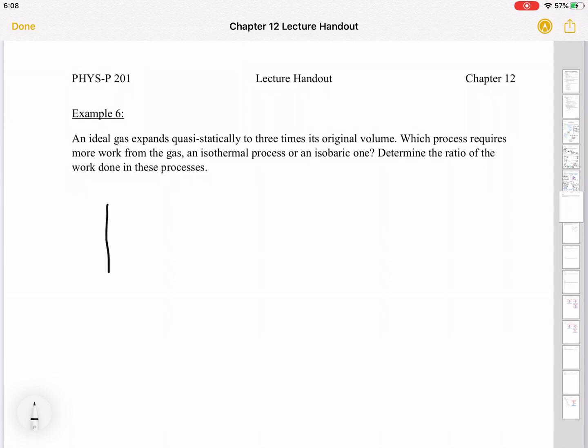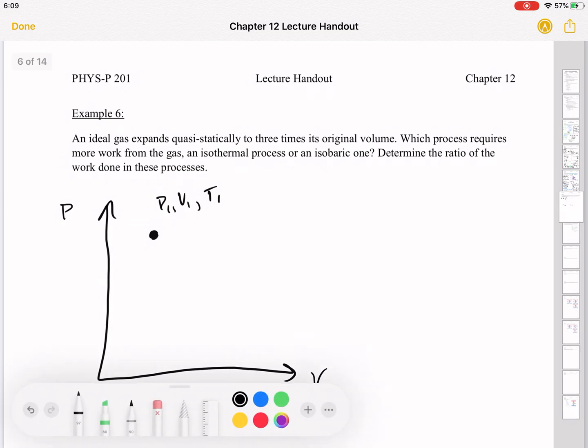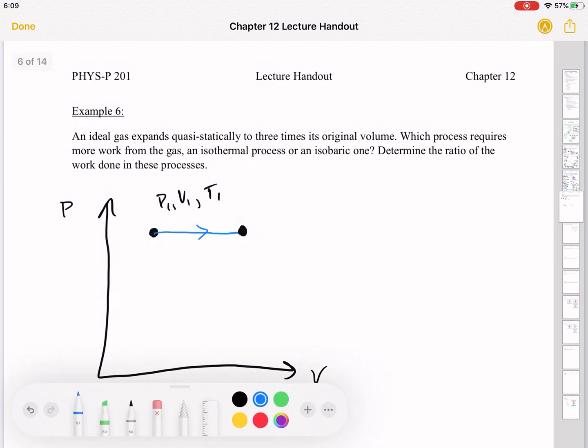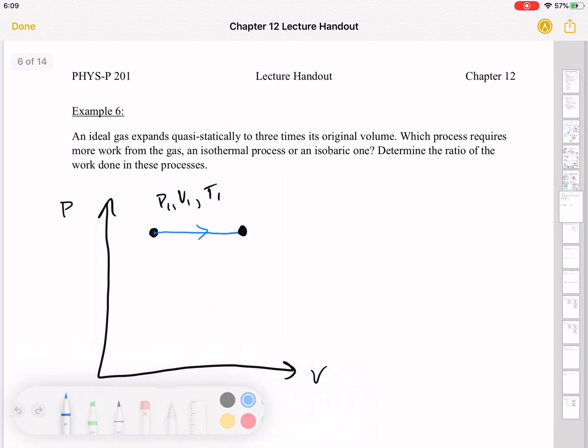Okay, so let's draw that on a PV diagram quickly. So here's pressure and here's volume, and we're starting at state 1, right? So P1, V1 at some T1. And then we're going to do this either isothermally or isobarically. So isobarically has us go this way, right? And we're going to 3 times the volume. That looks like roughly 3 times. So this would be state 2. And it could also happen isothermally. So we're going to the same volume. But remember, an isotherm is a curve. It's a 1 over V. So it might look more like this.